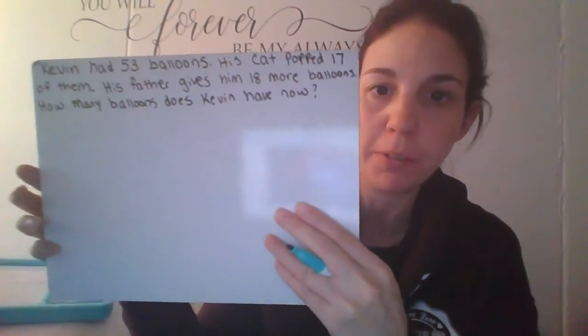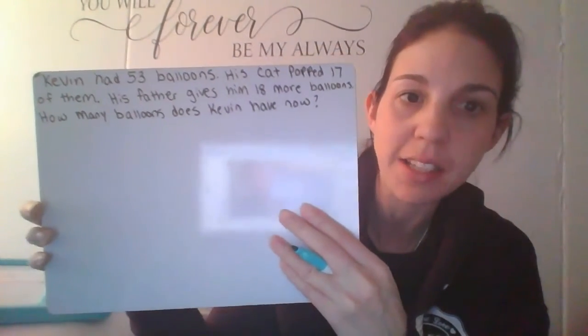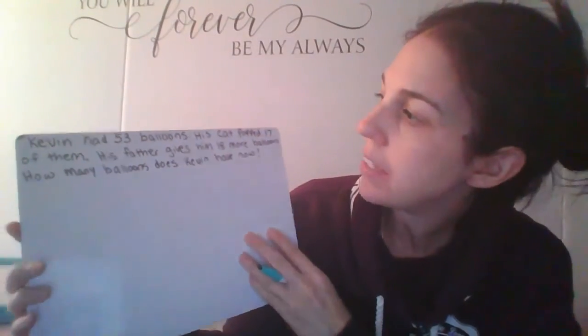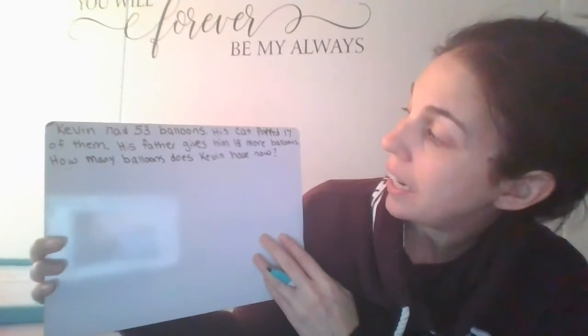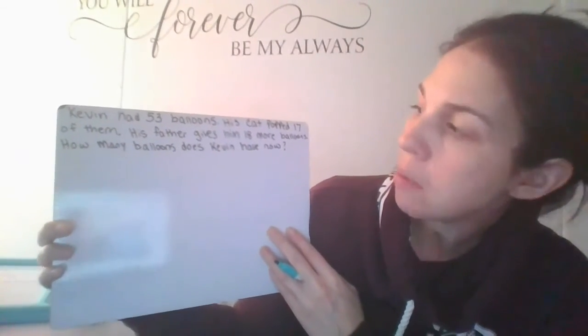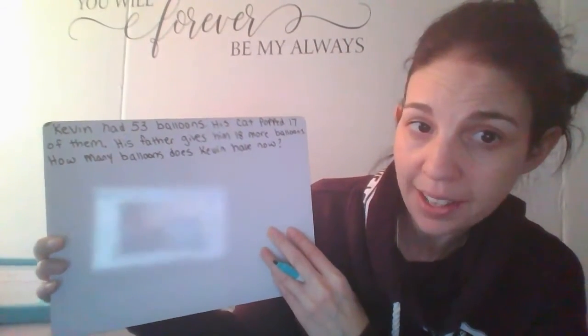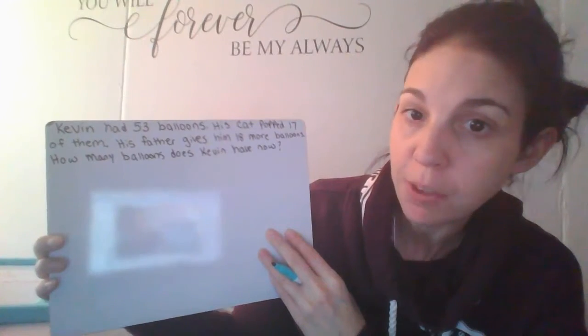Here's the problem. We're going to read it. Remember, first we read our problem before we start trying to solve. We read it and see what it is asking. Kevin had 53 balloons. His cat popped 17 of them. His father gives him 18 more balloons. How many balloons does Kevin have now? Okay, so there's 2 parts in here. Now I'm going to read back through it again, and any of the important information, numbers, keywords, I'm going to underline or circle so I know what we're talking about.